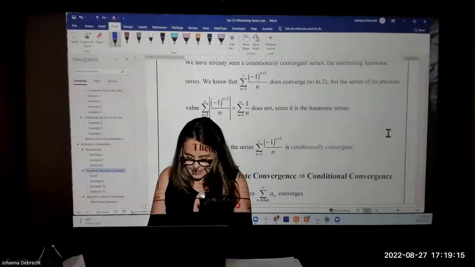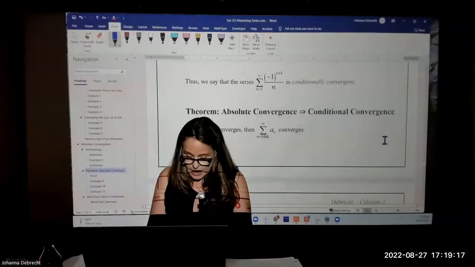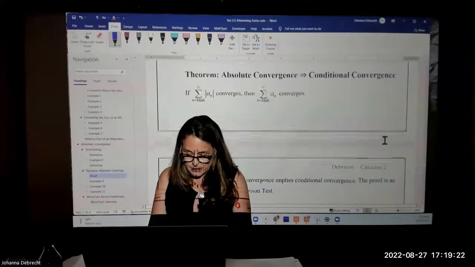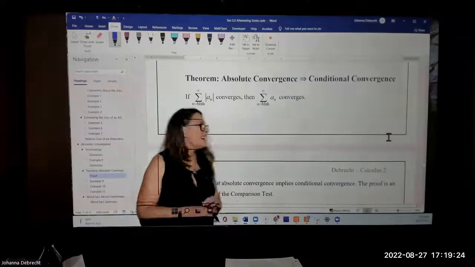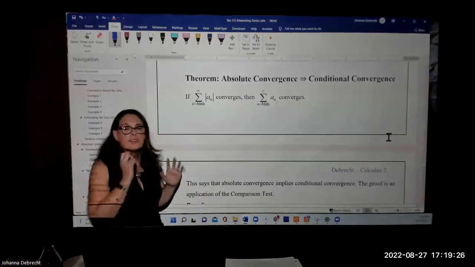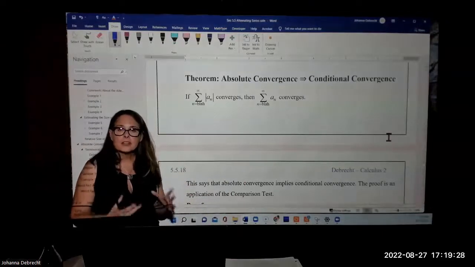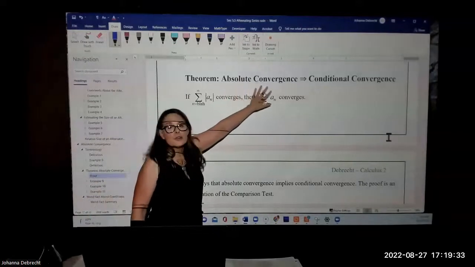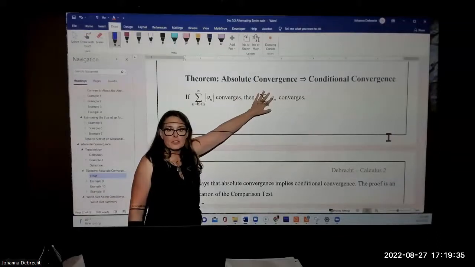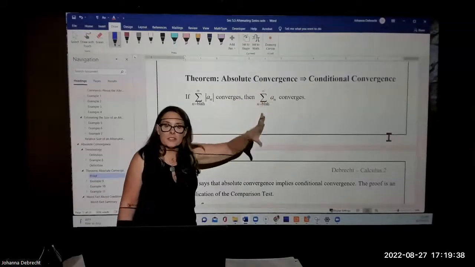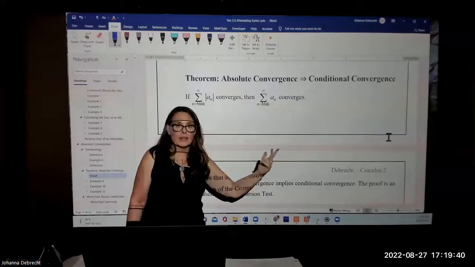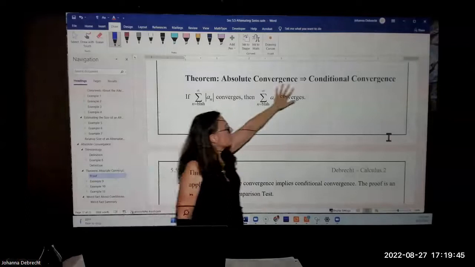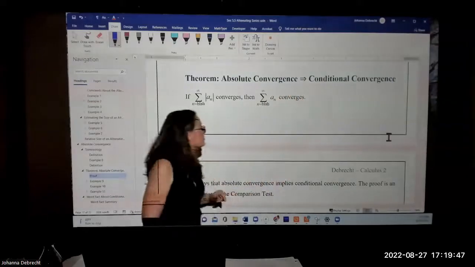Now, let's take a look at another theorem, which actually gets used quite a bit. This theorem is very simple, but it's actually very powerful. And what it says is that if you have a series that is absolutely convergent, then the smaller series, where some of the terms could be negative, must in fact also converge. So absolute convergence implies conditional convergence.